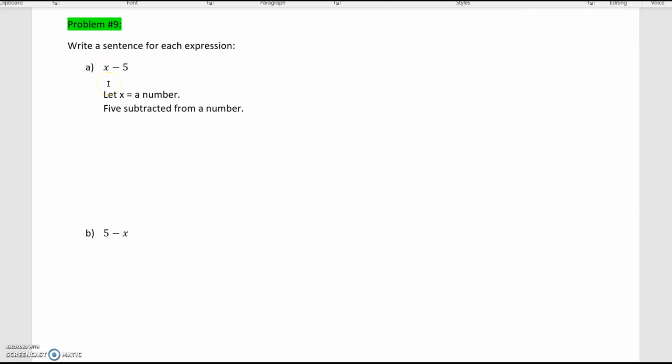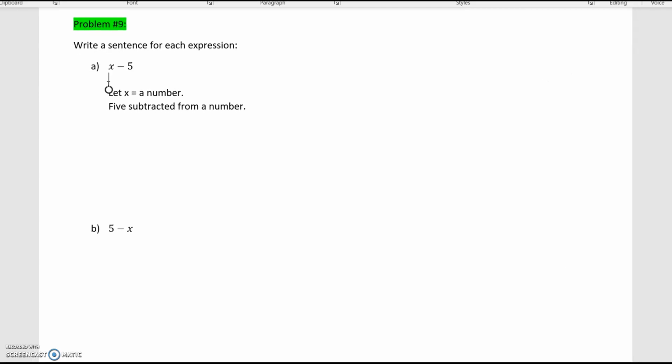Technically, x here is a variable and it hasn't been stated what is going to be taking the place of the x's. It could be ages, it could be money. We simply are not given that information. So the standard is let x be a number, and then from there, you write the sentence. Notice that by order of operations, if you have a number, you're always subtracting 5.